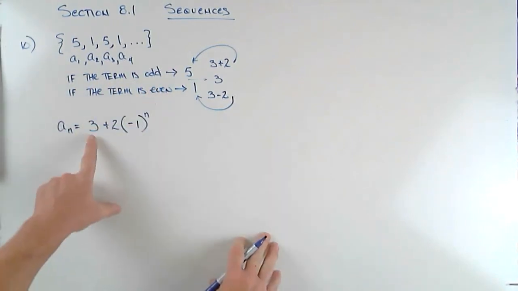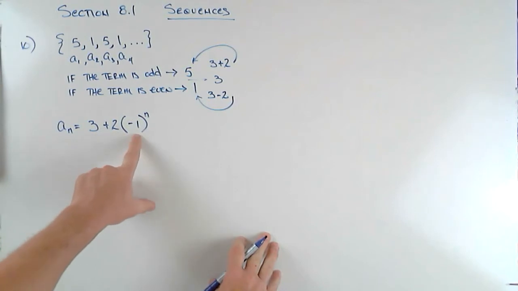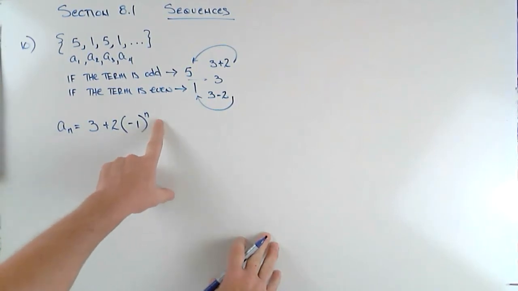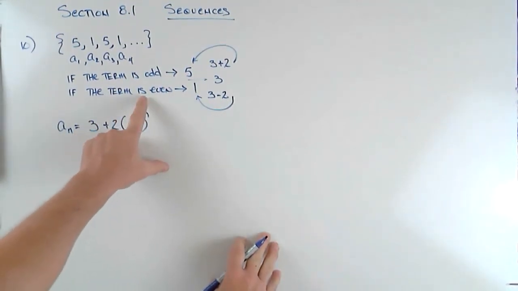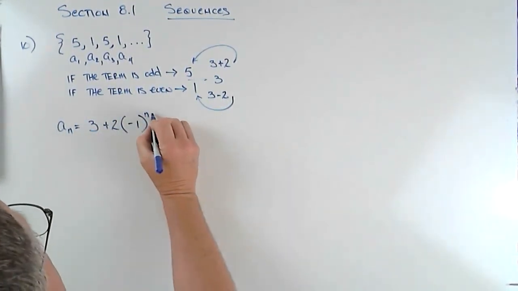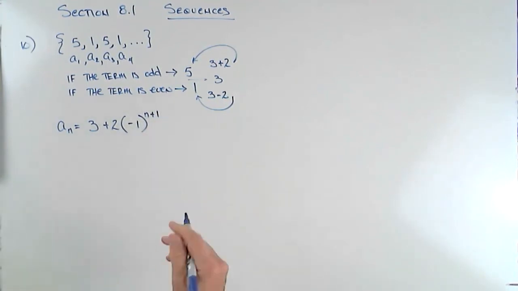Now, what happens when n is 1? 1 is odd. So we would have 3 + 2, -1 to the first would be -1. That would be 3 - 2. That would give us a 1. That's not what we want. So we need it to be n + 1.